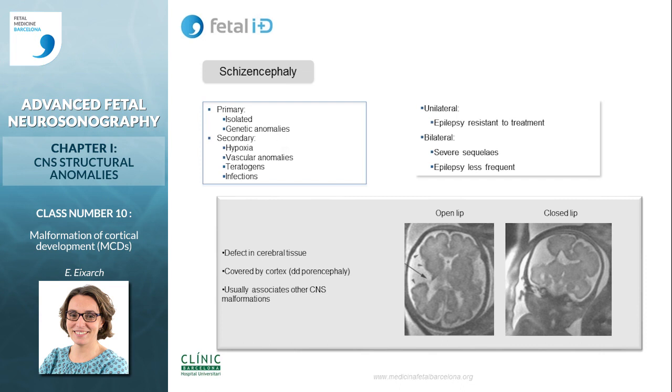And how are we going to identify it? We will see a lack of continuity in the brain tissue, covered by cortical layer. This will make us distinguish this pathology from porencephaly, and it is also associated with other central nervous system anomalies. In this image, we can see an open lip schizencephaly. The subarachnoid space communicates with the ventricle, and in this other image, we see a closed lip, in which there is a defect but it doesn't communicate with the ventricle.